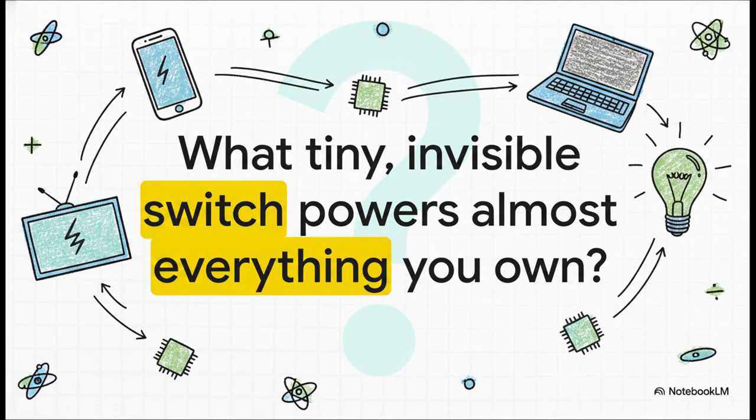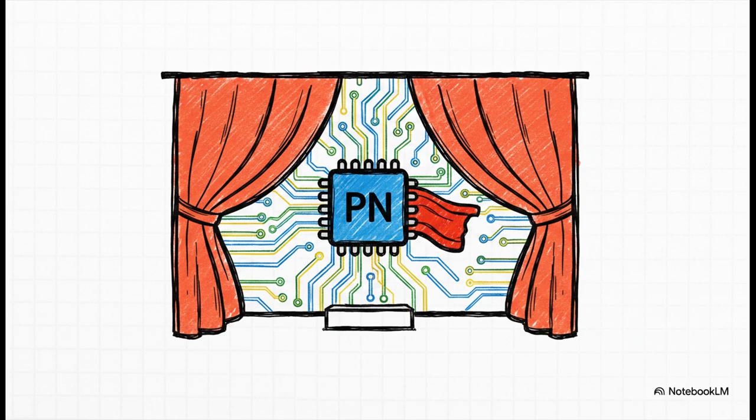So I want you to just think about something for a second. What's the one little component tucked away inside your phone, your computer, maybe even the lights in your room? What is this microscopic switch that's the secret engine behind, well, pretty much everything you own? Well, the answer is the PN Junction. I know, it doesn't sound very flashy, does it? But it is truly the unsung hero of modern technology.